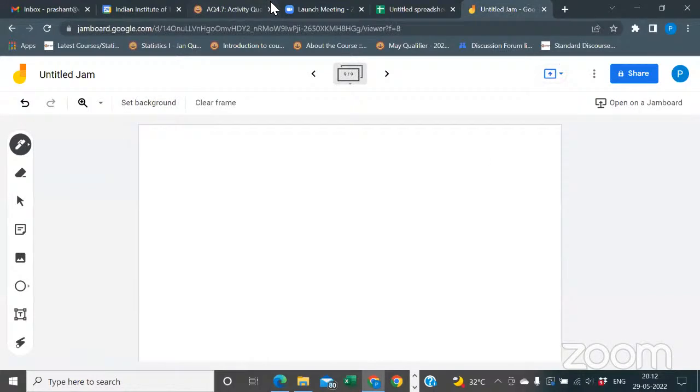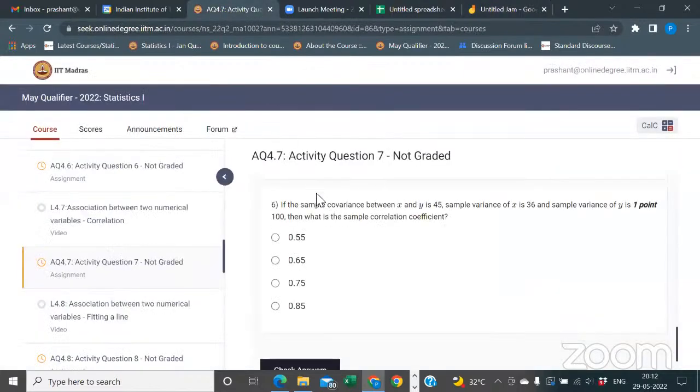There is some background noise. Can you hear? I think it's from your side, right? Okay, let me explain. Covariance between x comma y is the sum of xi minus x bar... no, just tell me what is given.